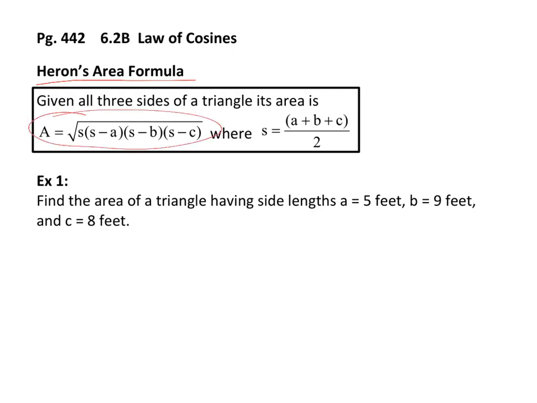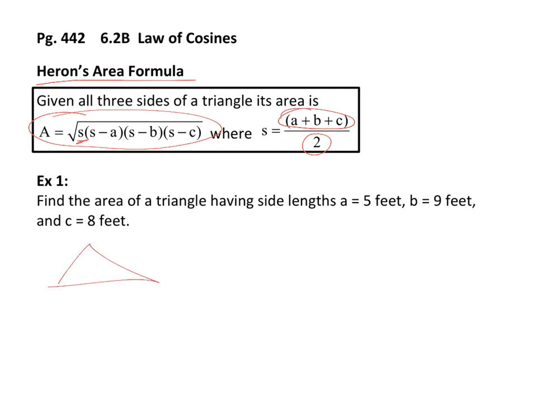Okay, so we know A, B, and C. Those are just the side lengths of the triangle. But what is this S? Well, S is equal to the sum of the three side lengths divided by 2. All right, so let's do an example. Find the area of a triangle having side lengths 5, 9, and 8.